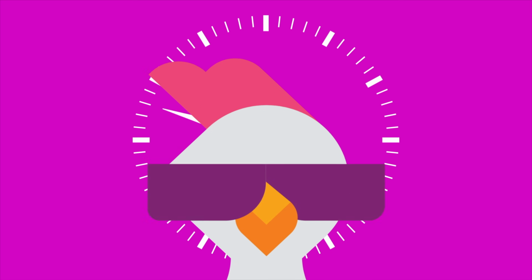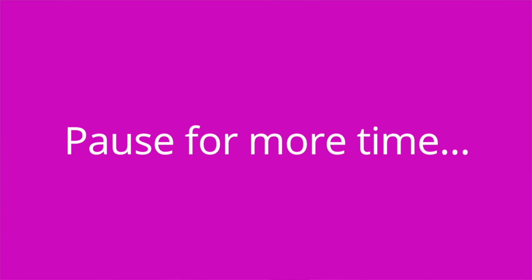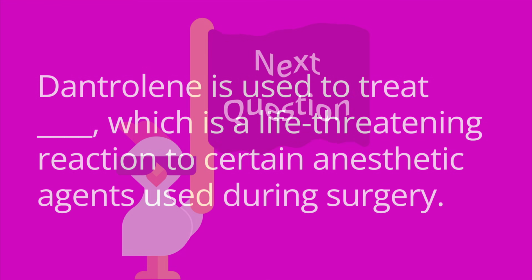All right, it's quiz time, and I have 3 questions for you. Question number 1. Dantrolene decreases muscle spasticity by enhancing GABA activity in the central nervous system. True or false? The answer is false. Dantrolene acts directly on the skeletal muscles and not on the central nervous system to decrease muscle spasms.